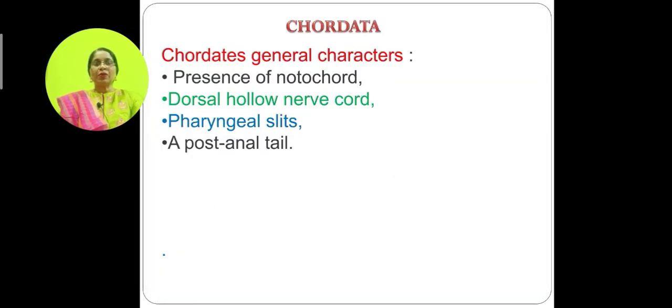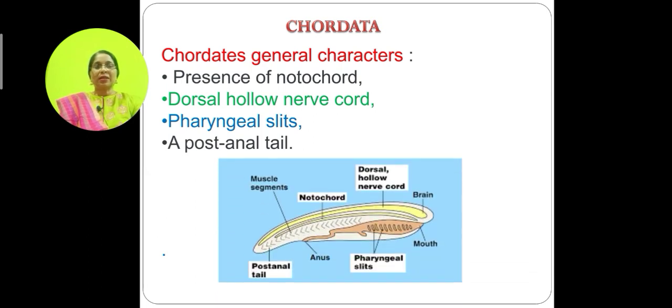First of all, you should know what we mean by chordates, or what the general characters of chordates are. Generally they show the presence of notochord. The dorsal hollow nerve cord is also present. There is presence of pharyngeal gill slits and a post-anal tail. Just see in the pic that you can see the presence of brain, pharyngeal gill slits, dorsal hollow nerve cord, notochord and post-anal tail. So these are the main or unique characters of chordates.